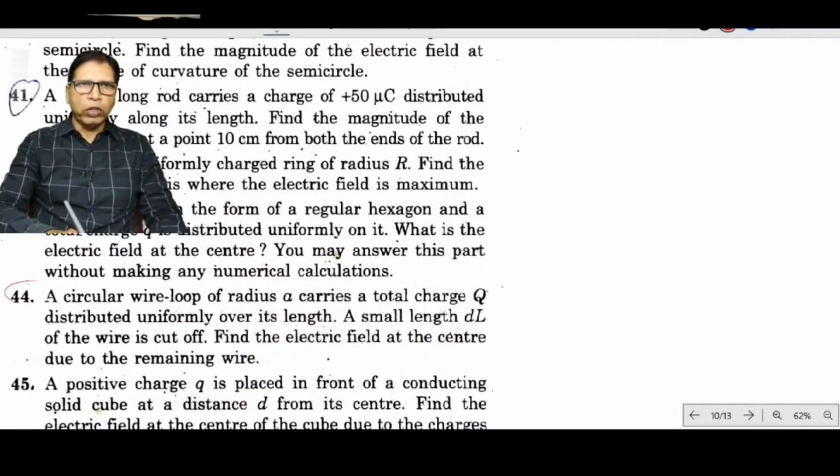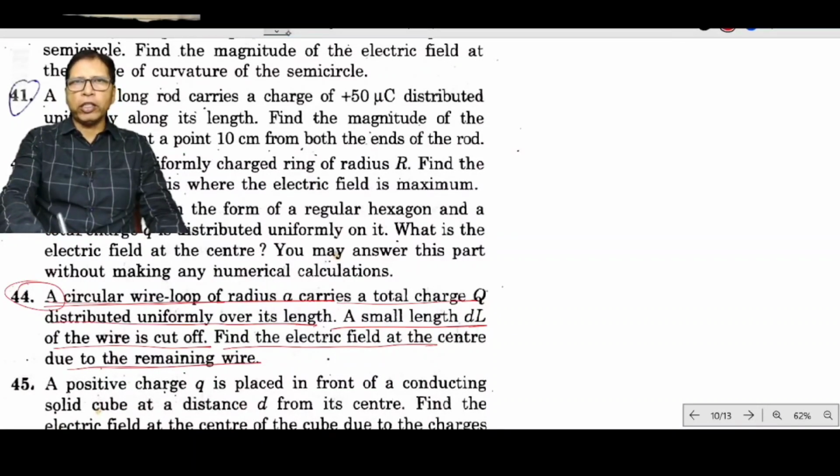Okay. Now question 44. A circular wire loop of radius a carries a total charge Q distributed uniformly over its length. A small length dl of the wire is cut off. Find the electric field at the center due to the remaining wire. Now look at this. First of all we have to calculate lambda. This is q divided by 2 pi a for the circular wire.